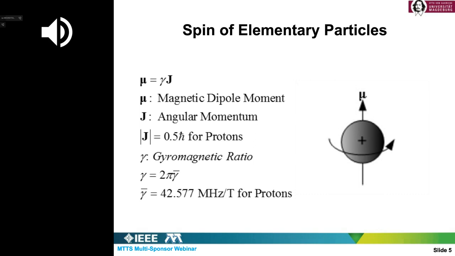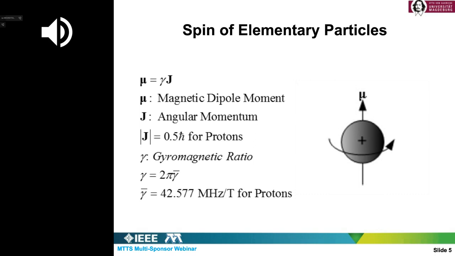Quantum mechanically, the ratio between the magnetic dipole moment and the angular momentum is a quantity which is called the gyromagnetic ratio. The units of this are frequency per unit flux density. And for protons in the isotope H1, it is about 42.6 megahertz per Tesla.